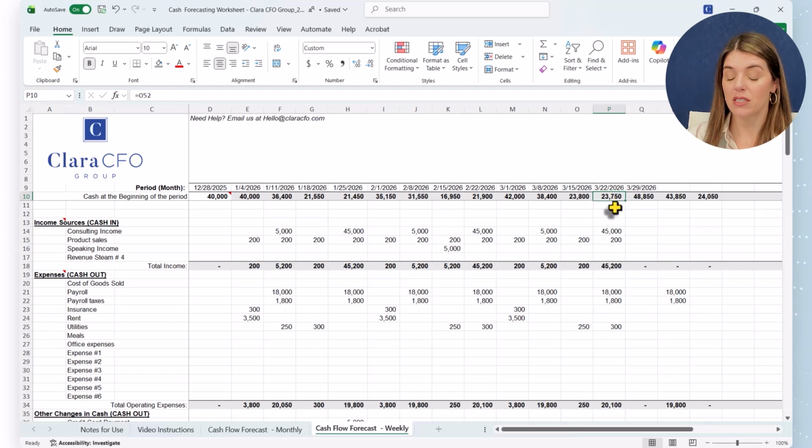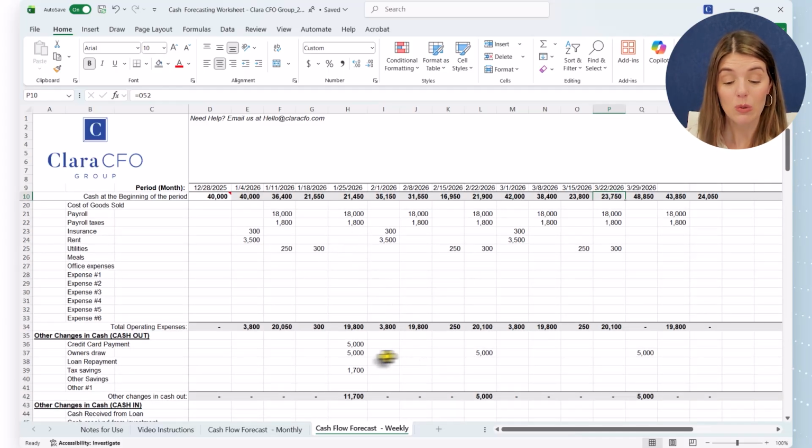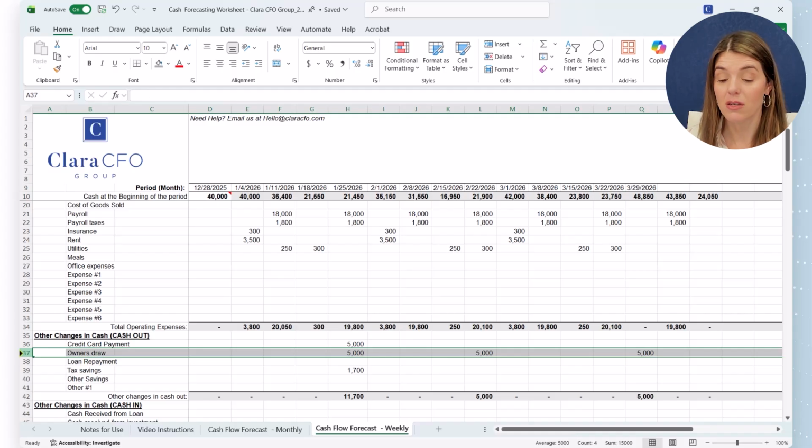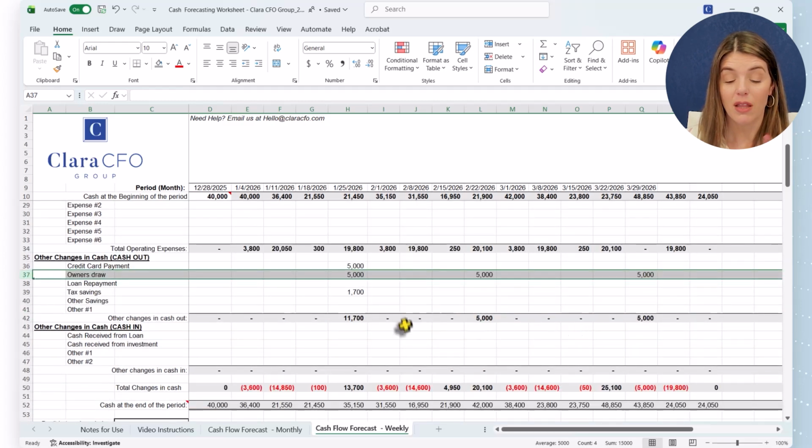So in my estimation, our expenses are a little bit too high for the income we have coming in. So I would ask, what can we do to increase our income, or can we cut our expenses slightly? Or maybe the owner needs to take a little pause on their owner's draw, because there's not enough cash to have our cash increasing over time and the owner still take those draws with everything else we have going on. Okay, so this is a really good example of what a cash flow forecast looks like and how you can use it to help you make better decisions in your business.